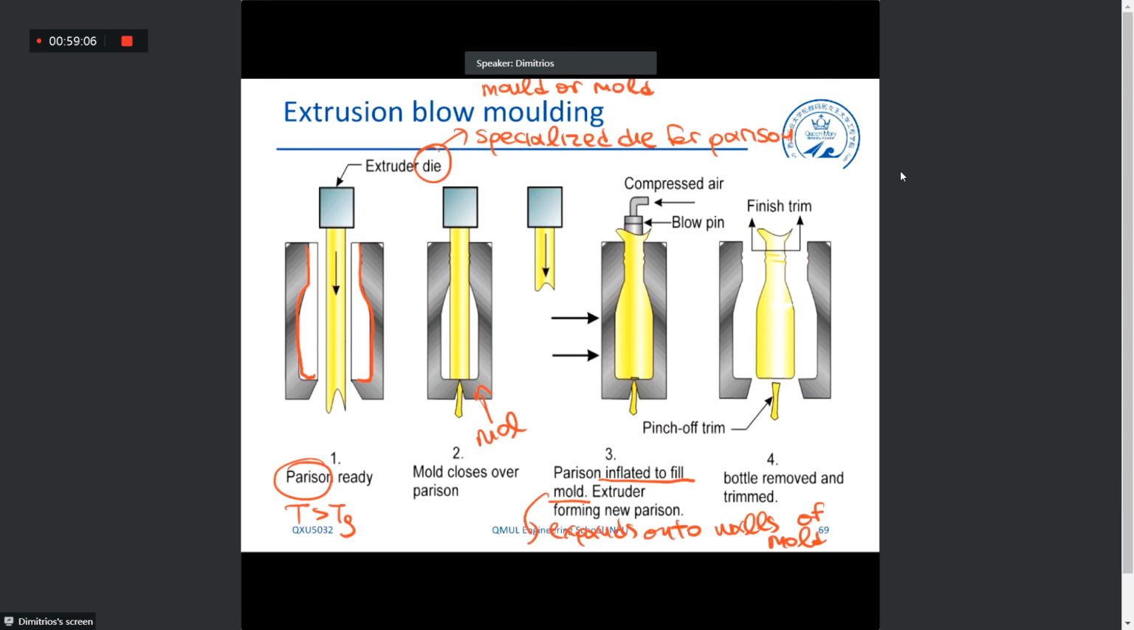Okay, this should be a video. So let me. Yes, this is a video showing how extrusion blow molding takes place. It's easier to show you these processes by video, so you realize how these processes take place in an industrial environment.